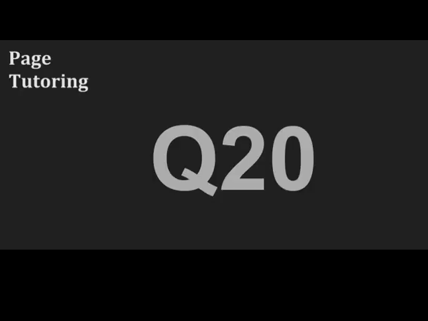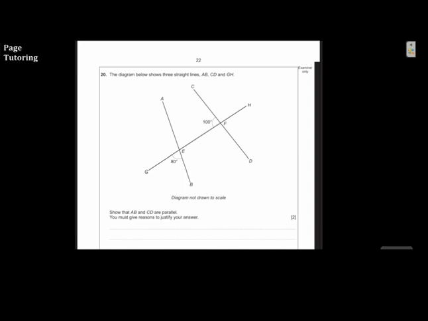Question 20. The diagram below shows 3 straight lines, AB, CD, and GH. Now when the lines are notated like this, AB and CD and GH, it just means a line that goes between the points. So for AB, so between the points A and B. So it would then be this line here.